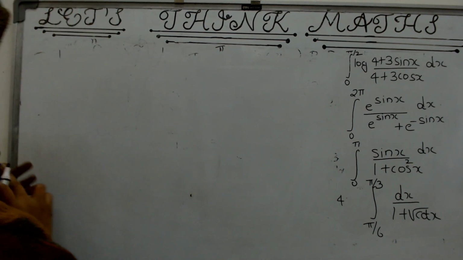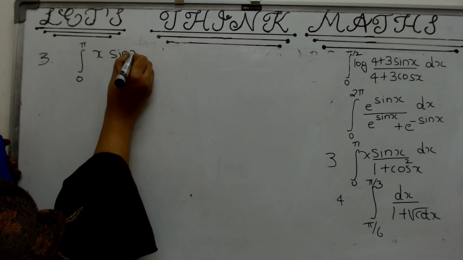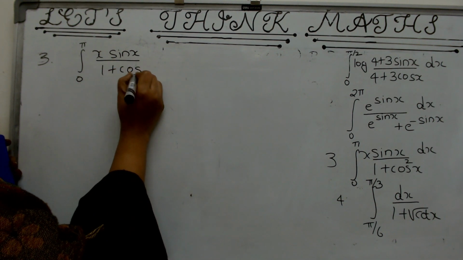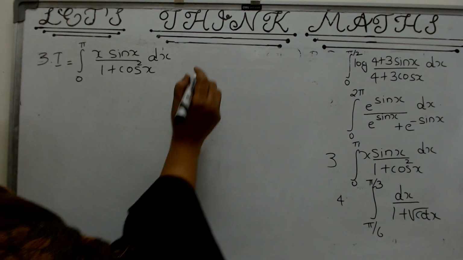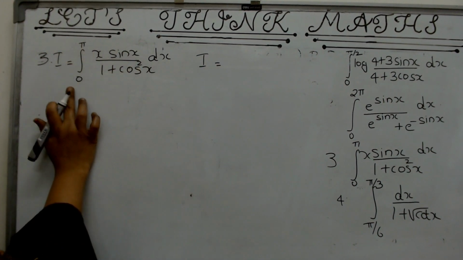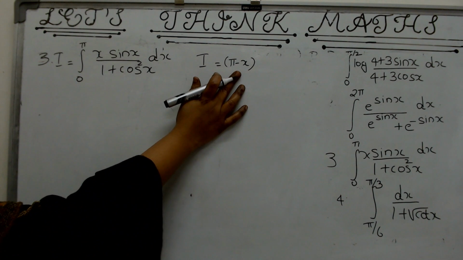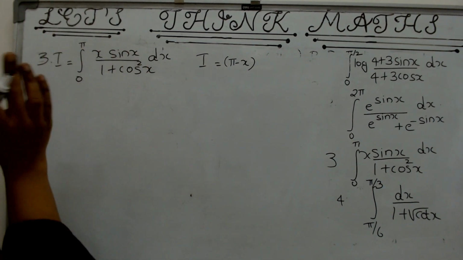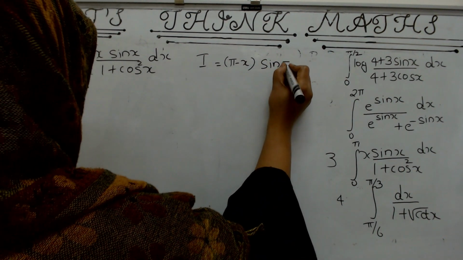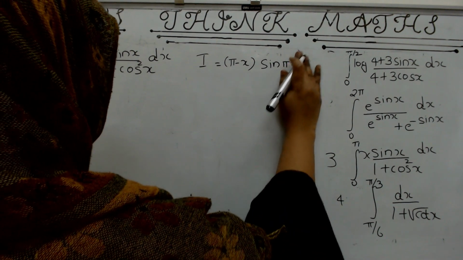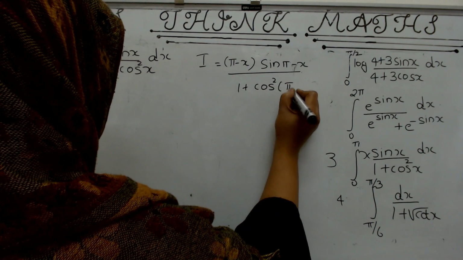Now we come to the third question. They all follow the same method. Now see I, 0 to pi x sin x by 1 plus cos square x dx. We start with an I, but what is also I? If instead of x you put pi minus x, then x becomes pi minus x. Wherever you see x, put pi minus x instead. So what does this become? Sin pi minus x by 1 plus cos square pi minus x.